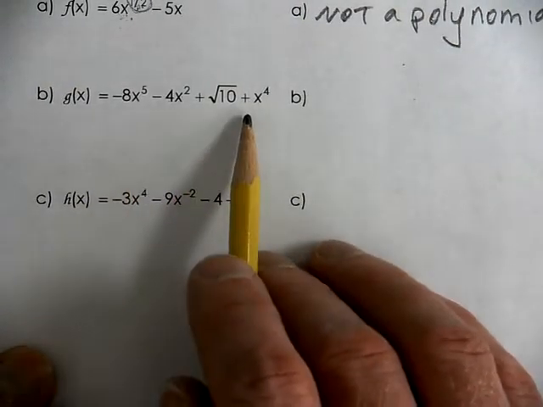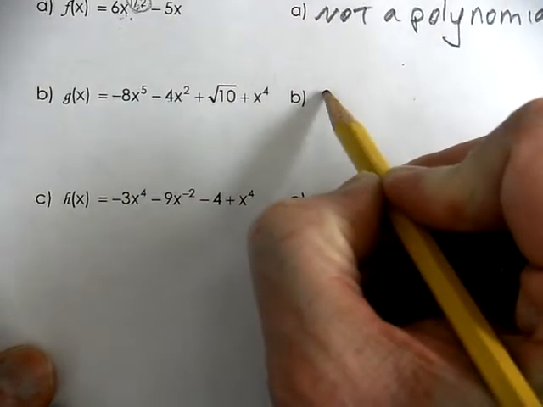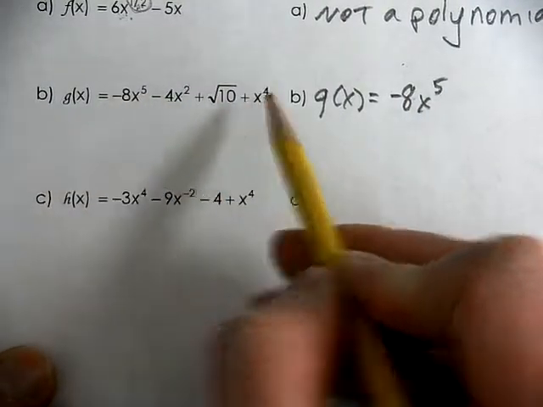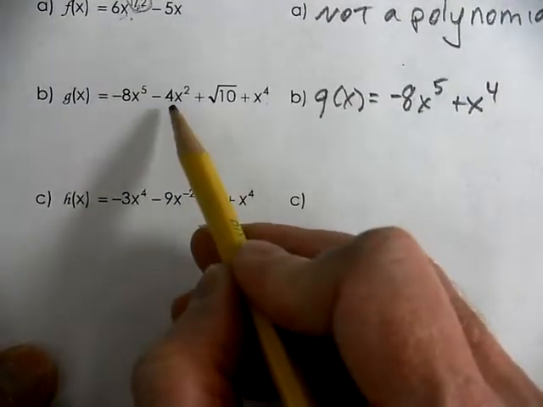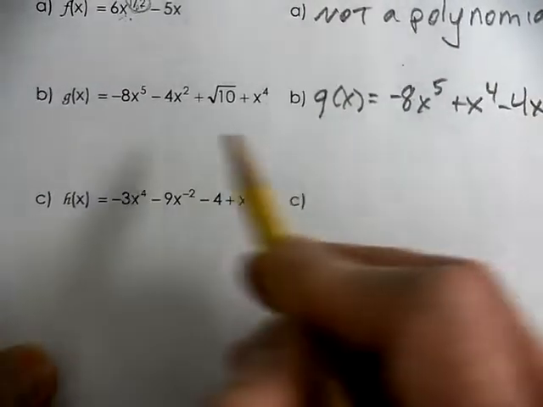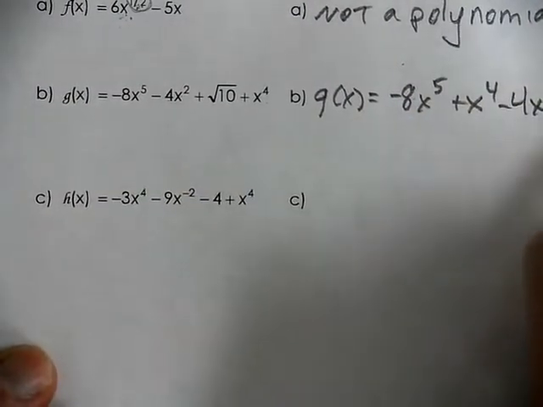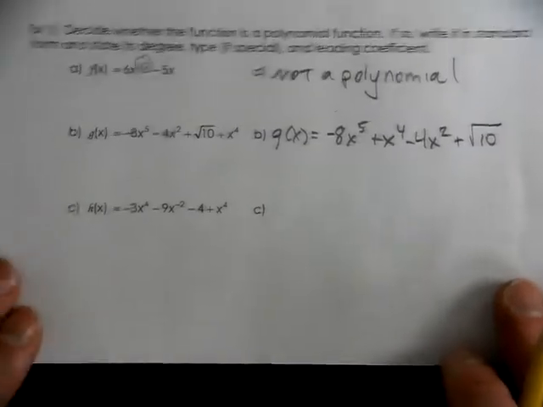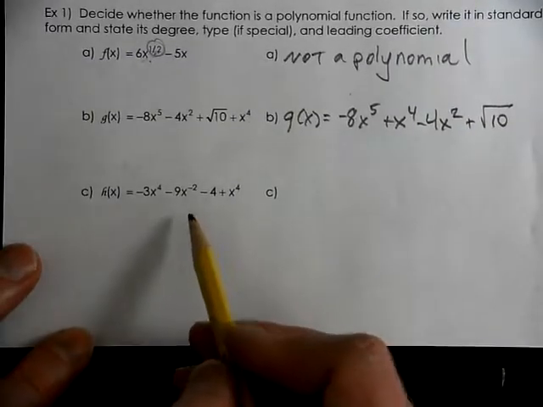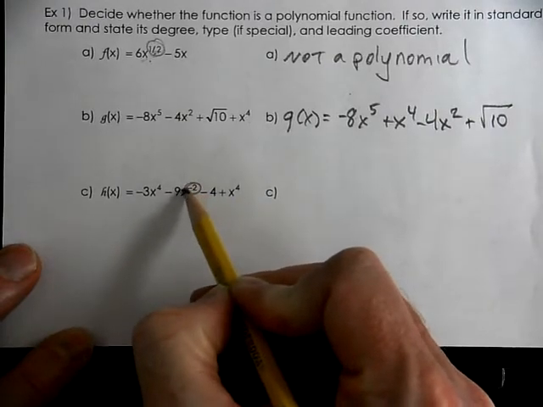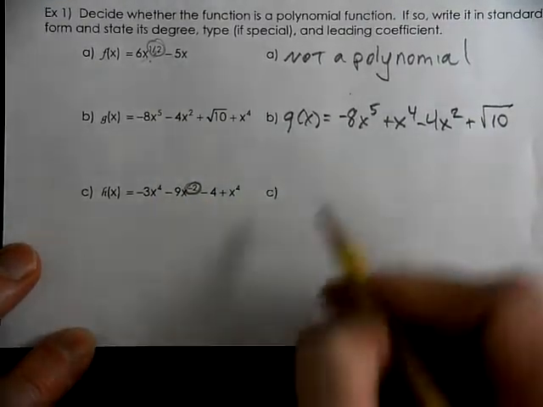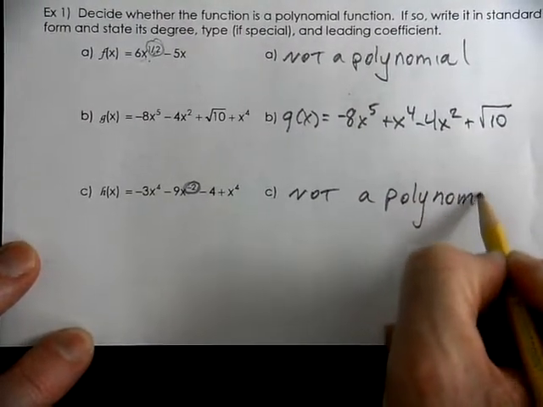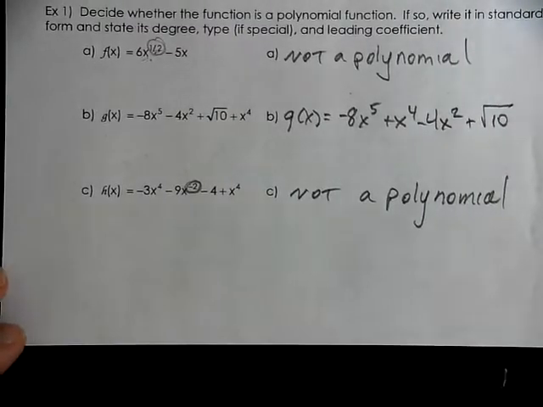Now we need to write it in standard form. That means your largest exponent has to go first, which it currently is. Then your next largest, and negative 4x squared. And then finally end it with the square root of 10 at the end. This final one here, if you notice, there is a negative 2 as an exponent. So that indicates that this is not a polynomial.